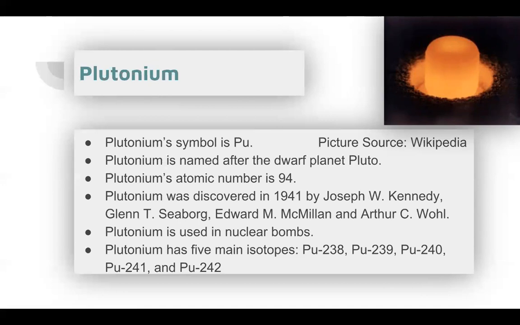Plutonium is used in nuclear bombs, as I mentioned earlier, and it replaced uranium in the business, and it was used in the Nagasaki bomb, the Fat Man bomb. And plutonium's 5 main isotopes are 238, 239, 240, 241, and 242. Also, I forgot to mention, most people think that plutonium is synthetic. Technically, it is not. It is found in small amounts on the Earth, very trace amounts.